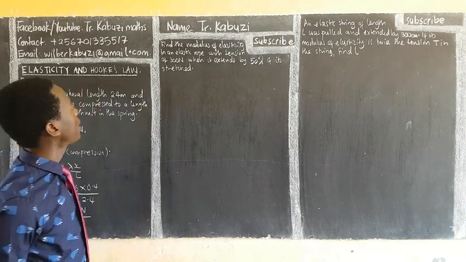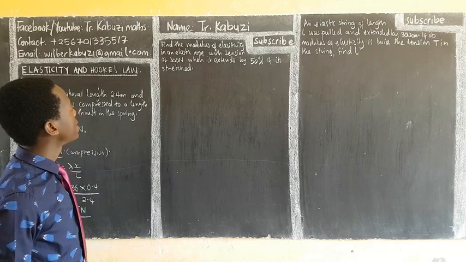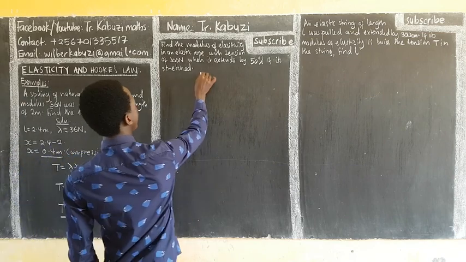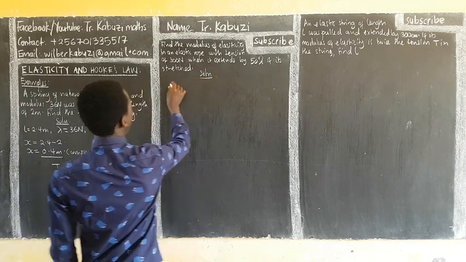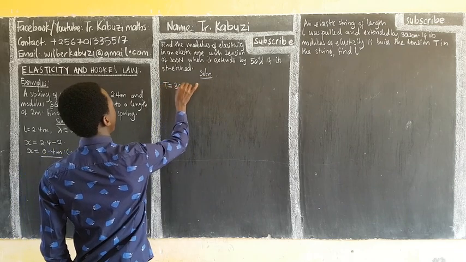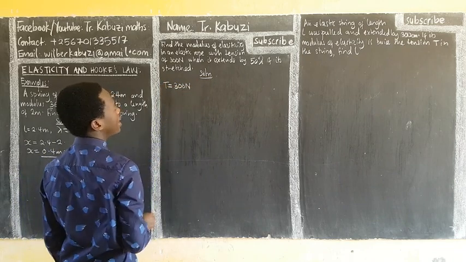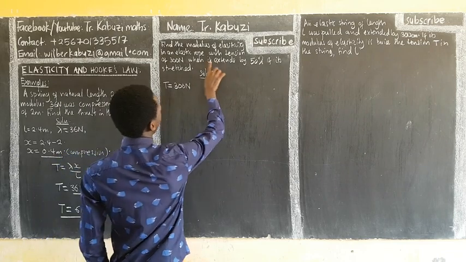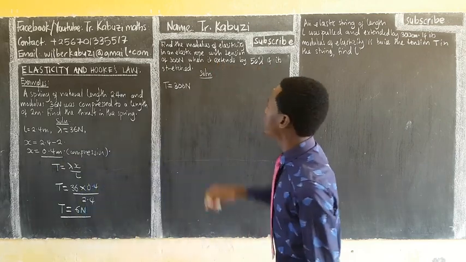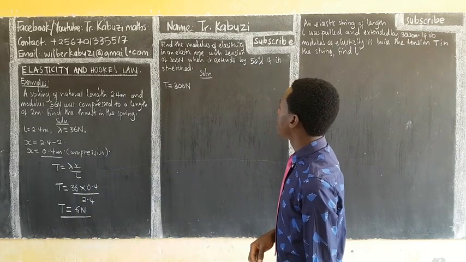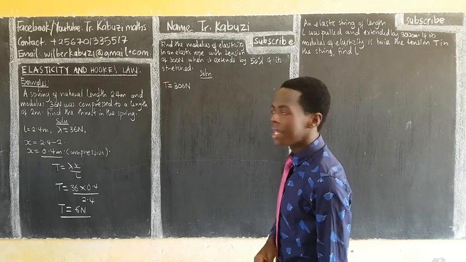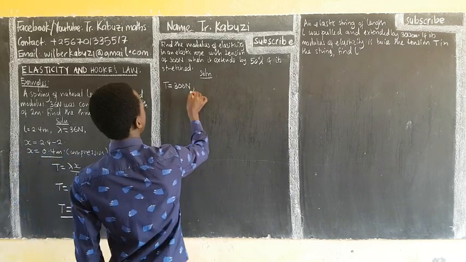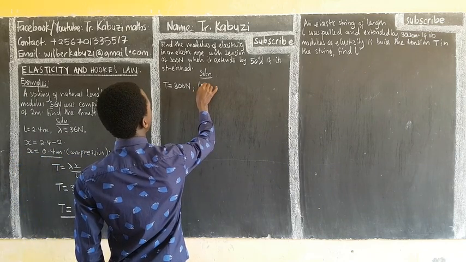Pretty easy. Now, when it comes to this: find the modulus of elasticity in an elastic rope with tension 300 newtons. So we summarize our tension in the rope: it is 300 newtons when it is extended by 50% of its length. So they're not giving us the length, but they're giving the percentage at which it extends. The one we are looking for is the modulus of elasticity, lambda. So our L is going to be the natural length.